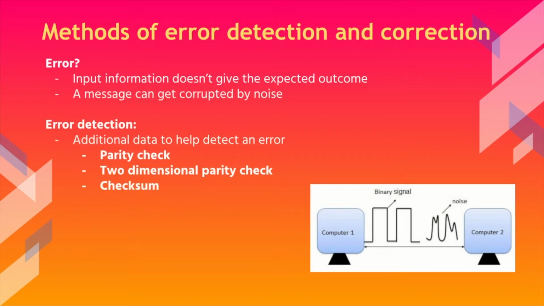Error is a condition when the output information does not match the input information. Whenever a message is transmitted, it can get scrambled by noise or the data may be corrupted. To avoid this, we use error detecting codes, which are additional data added to a given digital message to help us detect if any error has occurred. Examples of error detecting codes are parity check or two-dimensional parity check.